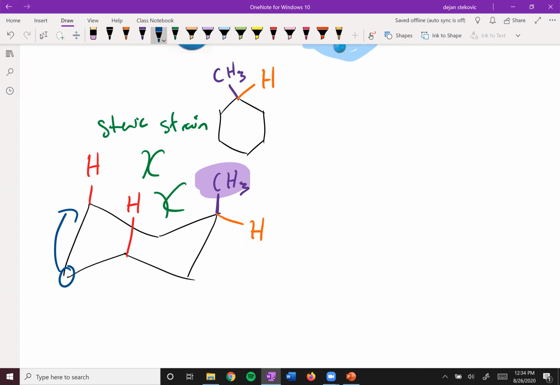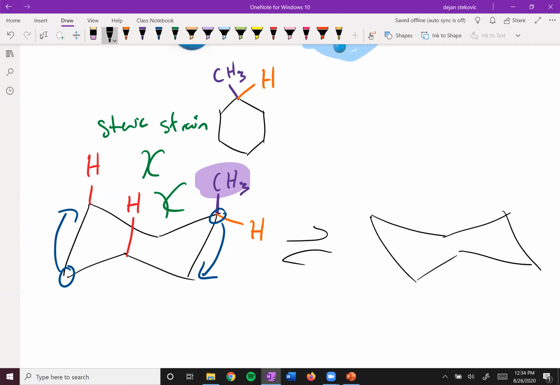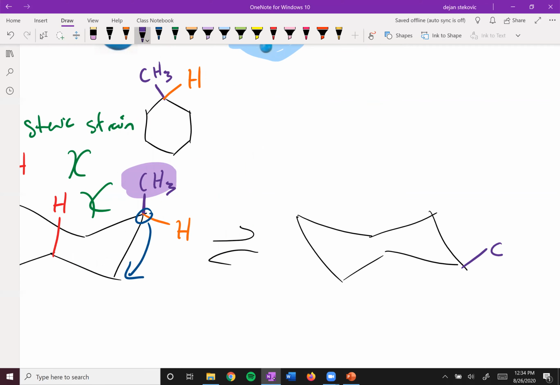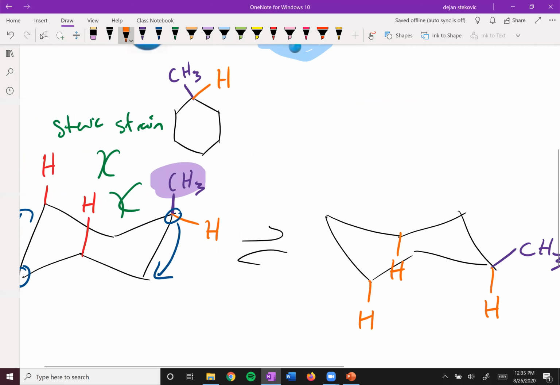This carbon is going to flip up over here, this carbon is going to flip down here, and we're going to switch axial and equatorial. This carbon is our carbon of interest. It's going to come up here, and we're going to switch axial and equatorial. So now our CH3 is equatorial, while the hydrogen is axial. Even though there are axial hydrogens elsewhere, here and here, these groups are much smaller, and so there's no steric strain there.